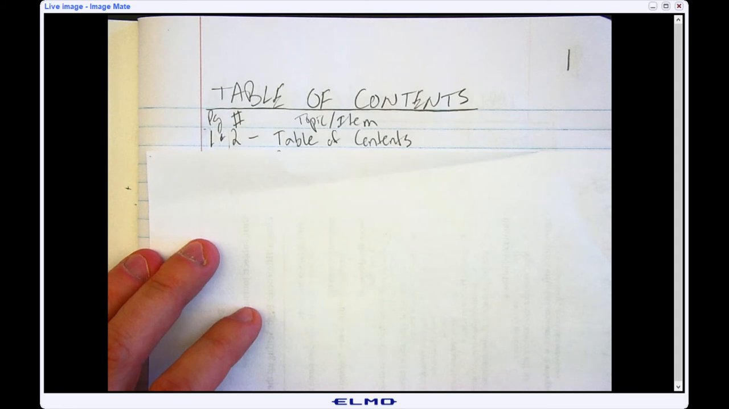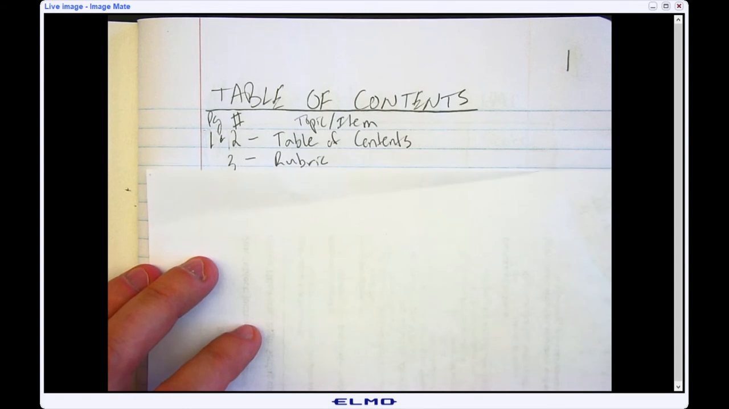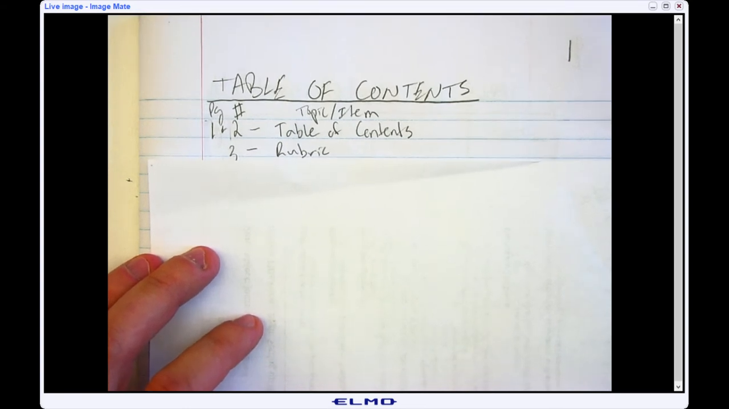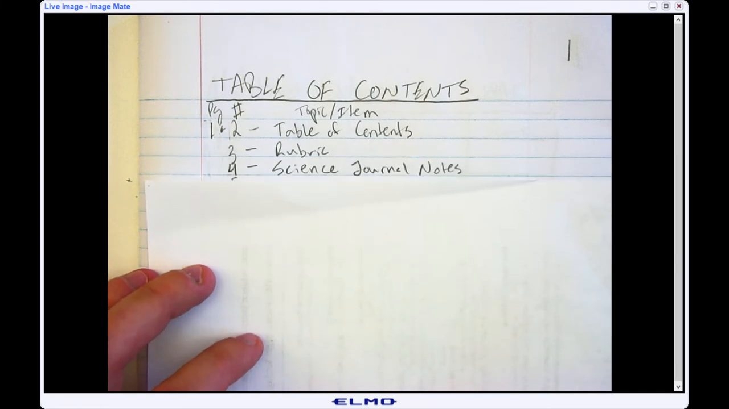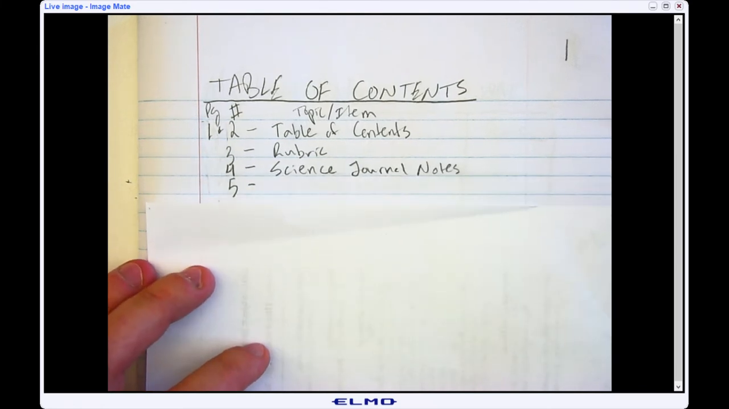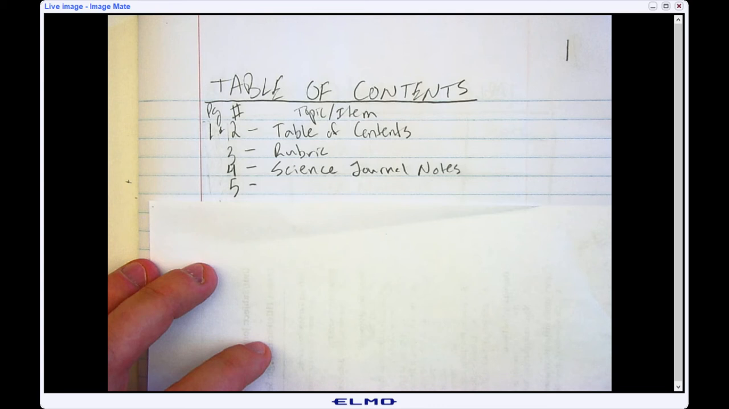So the first one, pages 1 and 2, is going to be your table of contents. I'm going to leave 1 and 2 open for the table of contents in case we end up putting a lot of items in the notebook. Page 3 is going to be your rubric. The rubric is going to show you how we normally score the science notebook. That may be modified a little bit this year, but we're going to put the rubric down right now so you kind of know the expectations. Page 4 is going to be your science journal notes. And then page 5, you'll find out later when we do more in this particular module. So there's your table of contents.